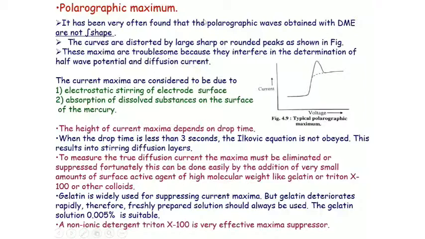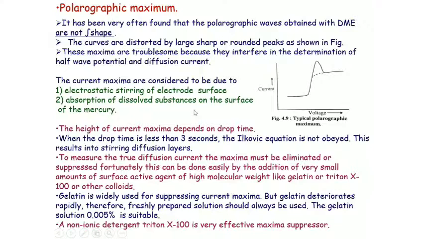It has very often been found that the polarographic waves obtained with DME are not sigmoid-shaped. These curves are distorted by large, sharp, rounded peaks. These maxima are troublesome because they interfere in the determination of half-wave potential and diffusion current. When such maxima are present, we cannot measure the exact value of half-wave potential and diffusion current, so it is necessary to eliminate them. These maxima are due to electrostatic stirring of the electrode surface and adsorption of dissolved substances on the surface of the mercury.